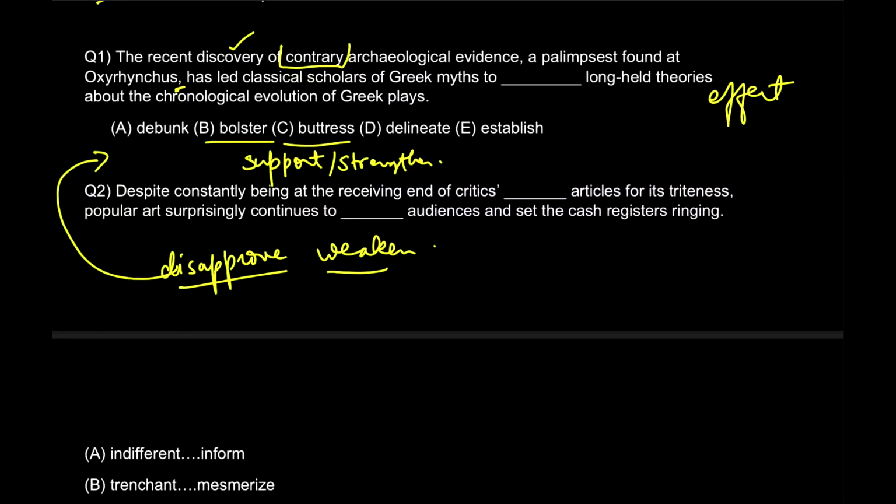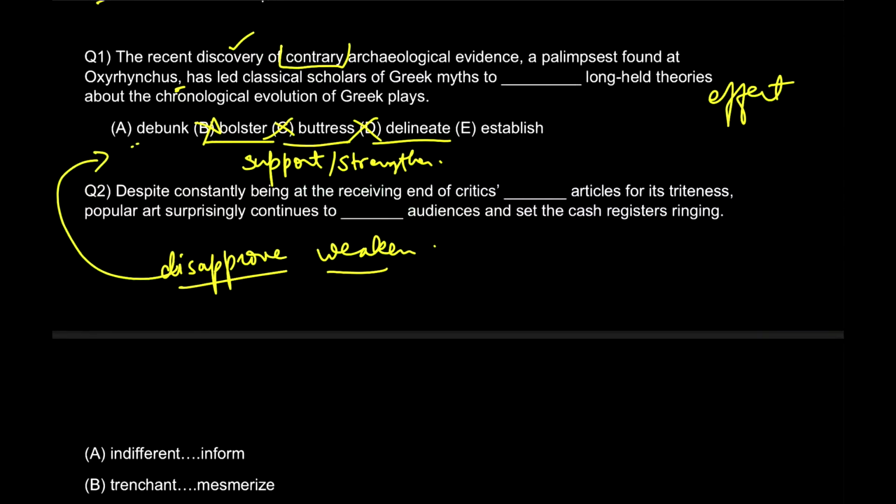So bolster and buttress means strength. Delineate is incorrect. Why? Because it means that you have to sketch something out or find the outline of something, which is not relevant here. So we will eliminate these three options. Now we are left with establish or debunk.